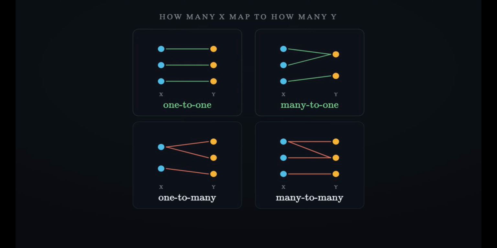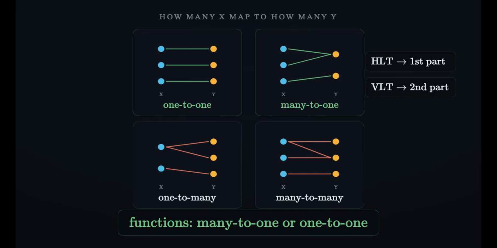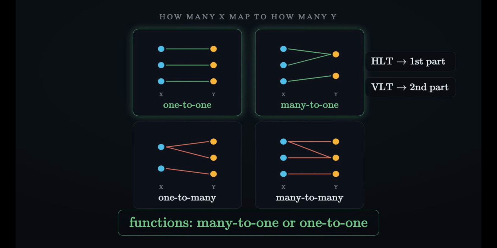To determine which one a relation is, use the horizontal line test, that is, passing a horizontal line down the function to see if it ever crosses twice. This tells you if the first part is one or many. And then pass a vertical line to see if the second part is one or many. Functions must pass the vertical line test to be a function, so they are only many-to-one or one-to-one.